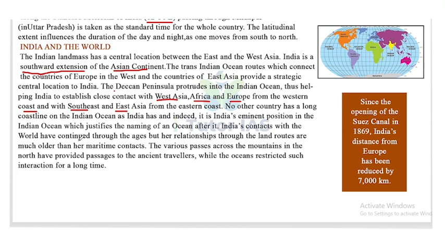India's contacts with the world have continued through the ages, but her relationship through the land routes are much older than her maritime contacts. The various passes across the mountains in the north have provided passage to the ancient travelers, while the oceans restricted such interaction for a long time. Now, since the opening of the Suez Canal in 1869, India's distance from Europe has been reduced by 7,000 kilometers. Okay, so when the Suez Canal opened, the distance from India to the Europe has been reduced by 7,000 kilometers.